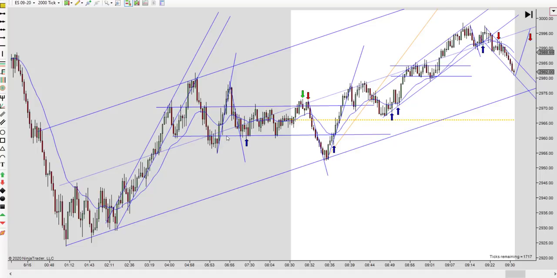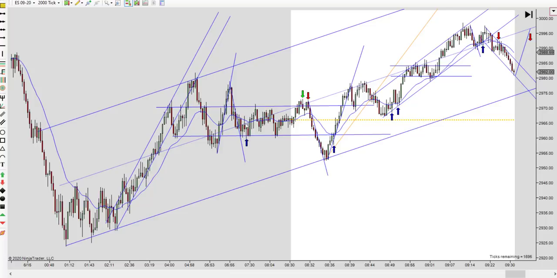But notice that we made the low right here. We really made it over here too. And then we came back, we tested it once, we tested it twice. It's also a second entry long. We don't care as much about second entries in a range, but if you get one with the setup, then that does lend to it.